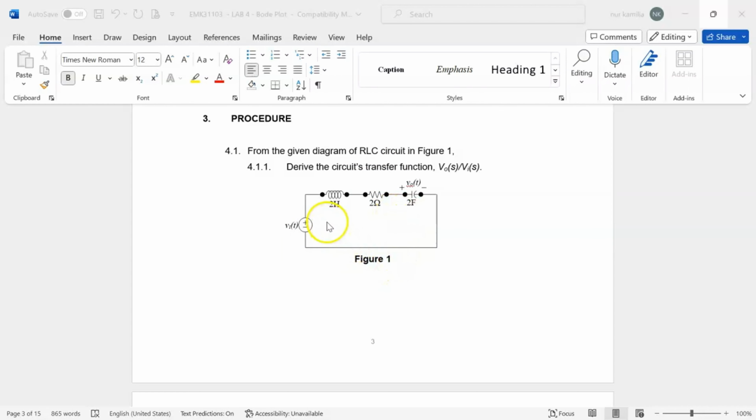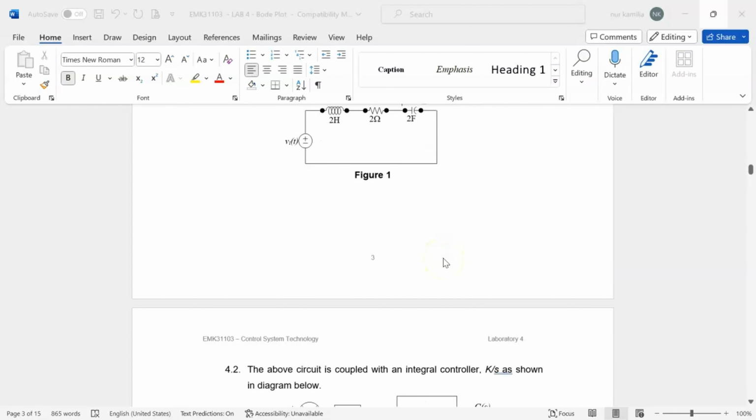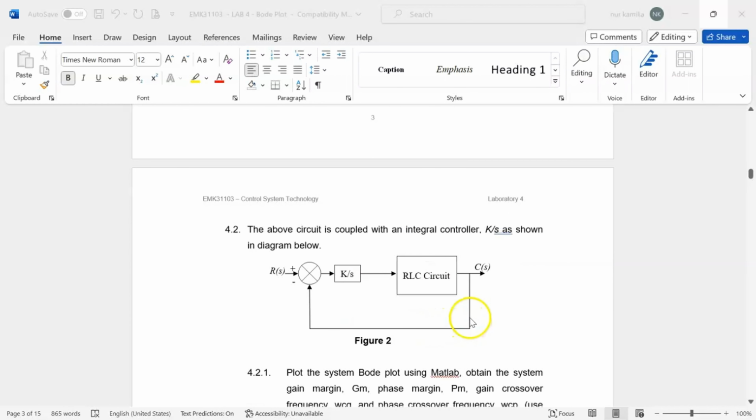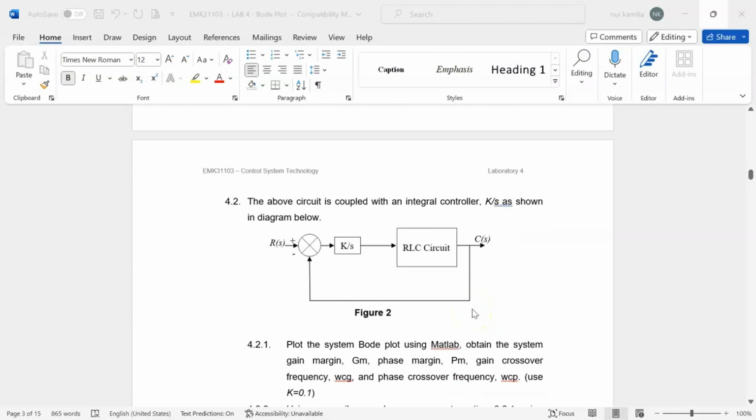Then you need to change the inductor, resistor, and capacitor into the S domain, and then multiply by K over S. After we gain the value of the transfer function, next run the function using MATLAB software.